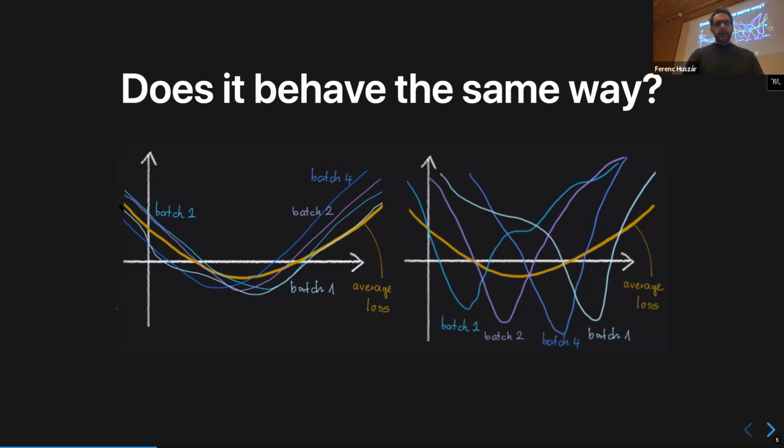I assume that there are two scenarios. In the first scenario, let's talk about the left-hand side first. The yellow line is the average loss. If I average it over all my data, I would get the loss curve, which is the yellow curve. Then if I evaluate this loss on random mini batches, say batch 1, batch 2, batch 4, batch 1 again, I would get these noisy versions of the loss curve, and for some of the data points the loss looks a little bit different.